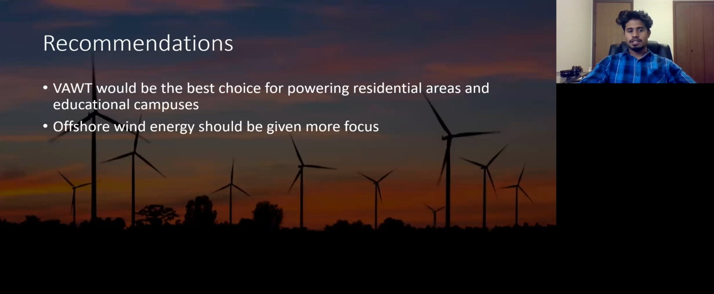My recommendation is that the vertical axis wind turbines, the smaller ones, should be used in residential areas and school campuses whenever possible as a first step, because they are cheaper and they can power the entire campus or entire radius of the residential areas. And offshore wind energy should be given more emphasis because it has a greater capacity compared to onshore wind. And the oceans in the United States are quite vast, so we can take advantage of that.